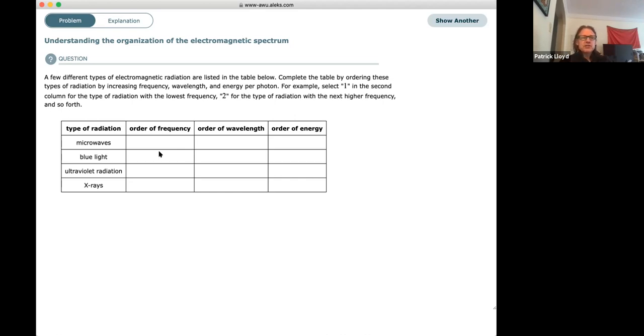So select one in the second column for the type of radiation with the lowest frequency, okay? So lowest frequency, 2 would be the next highest frequency. And then, so we'll do frequency and then we'll do wavelength and we'll do energy, okay? So 1 is the lowest frequency, okay? So it looks like it's microwaves, blue light, UV, and X-rays.